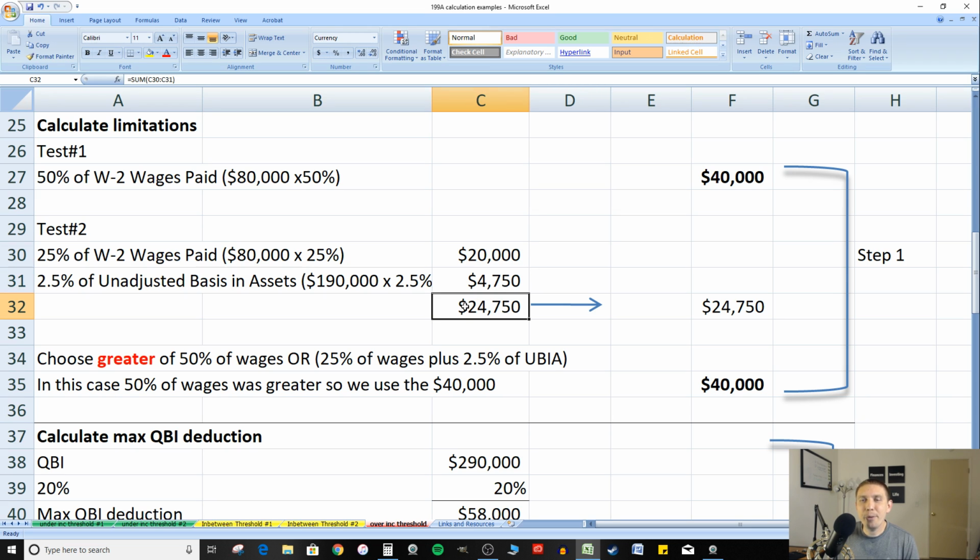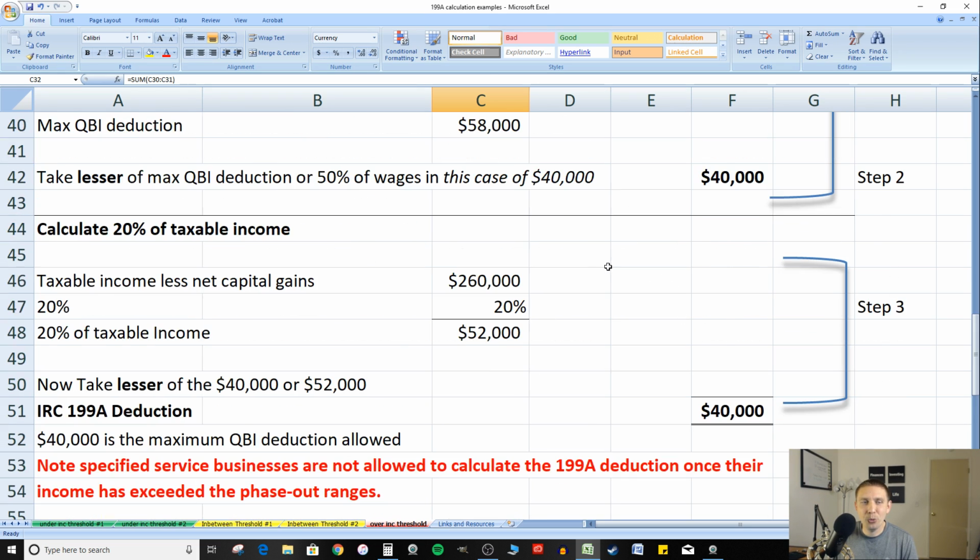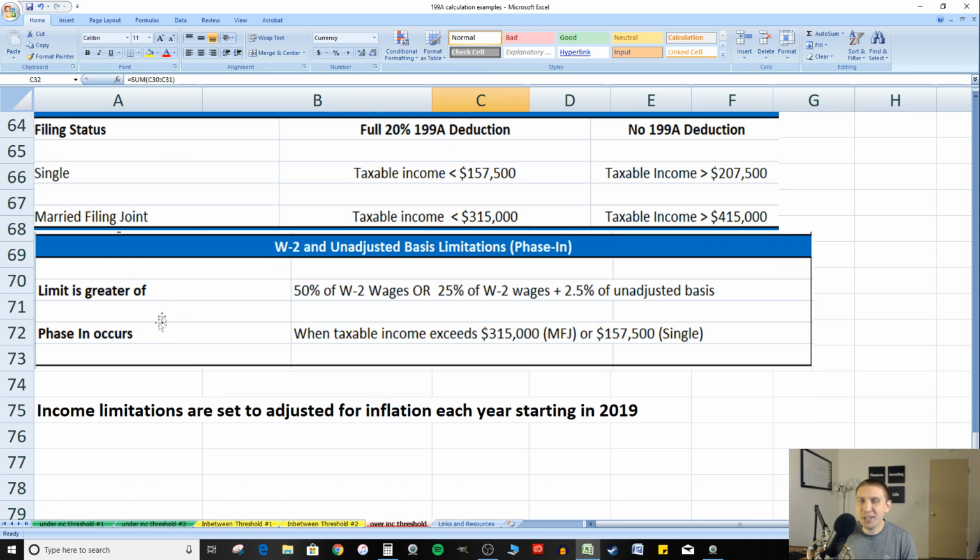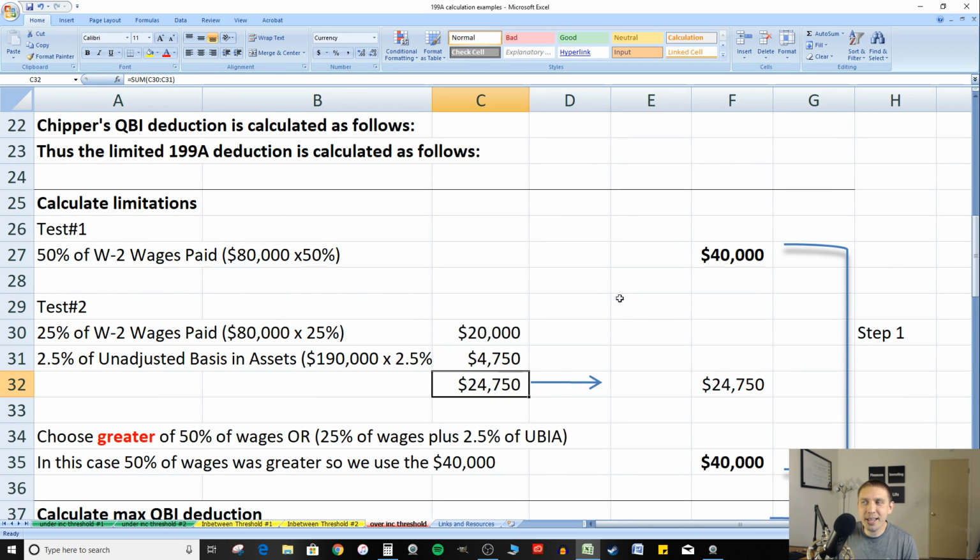$24,750. Now remember, we get to take the greater of for this first part, because down here, the rules say the limit is the greater of whichever one of these is higher. So obviously, if you passed math class, $40,000 is higher. So that's the number we're going to work with in this example. So let's go down to, this is step 1. Now let's come down to step 2 and let's figure this out.